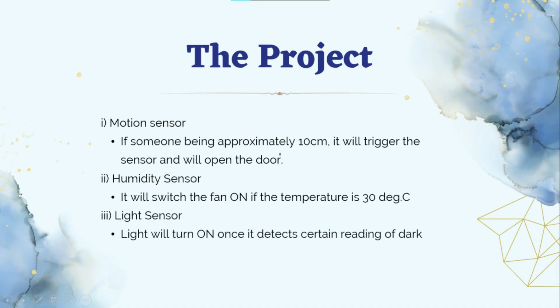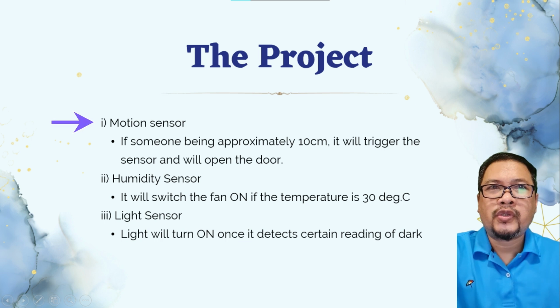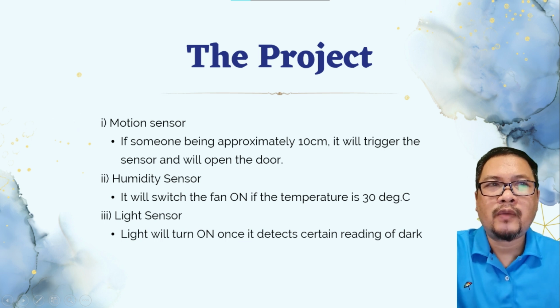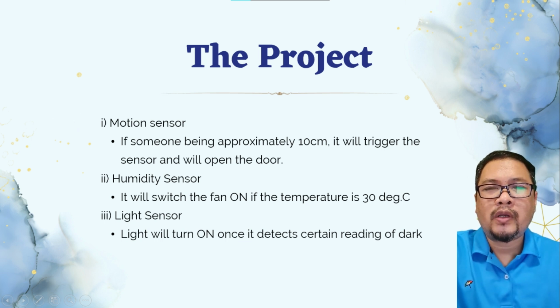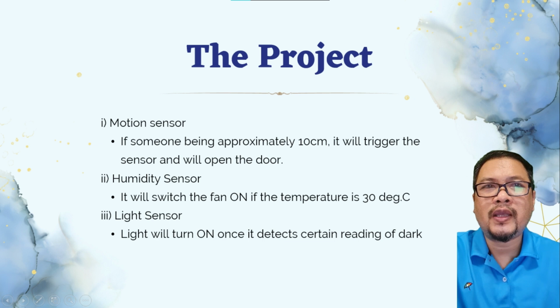Now, let's get into the specifics of the projects we have worked on. Motion sensor. The motion sensor is designed to detect movement. When it identifies someone approaching within this range, it triggers an action. This kind of technology is incredibly useful for automating entry points in homes, offering both convenience and security.